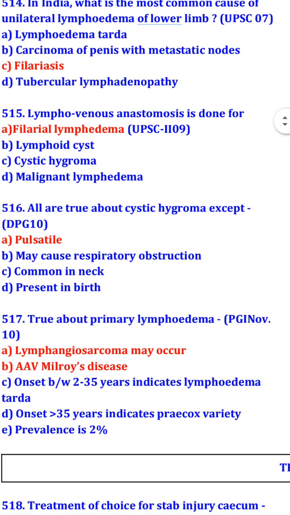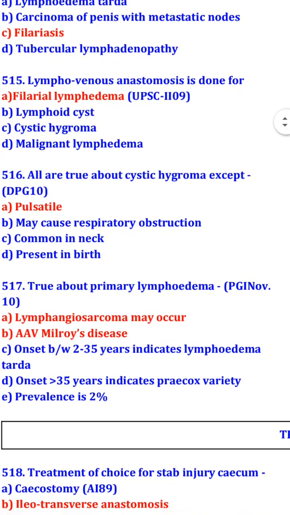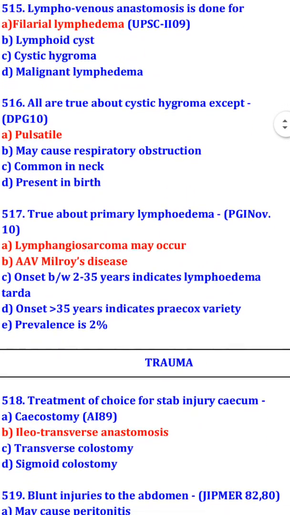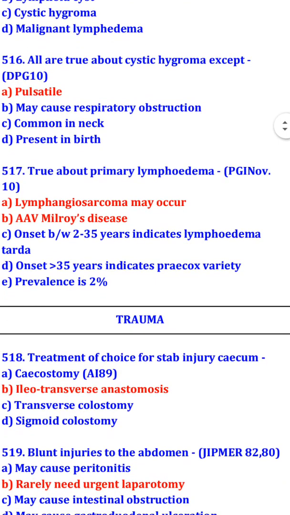All are true about cystic hygroma except pulsatile. So it is not pulsatile. Cystic hygroma may cause respiratory obstruction, common in neck and present in birth. What is true about lymphedema? Lymphangiosarcoma may occur in Milroy's disease.